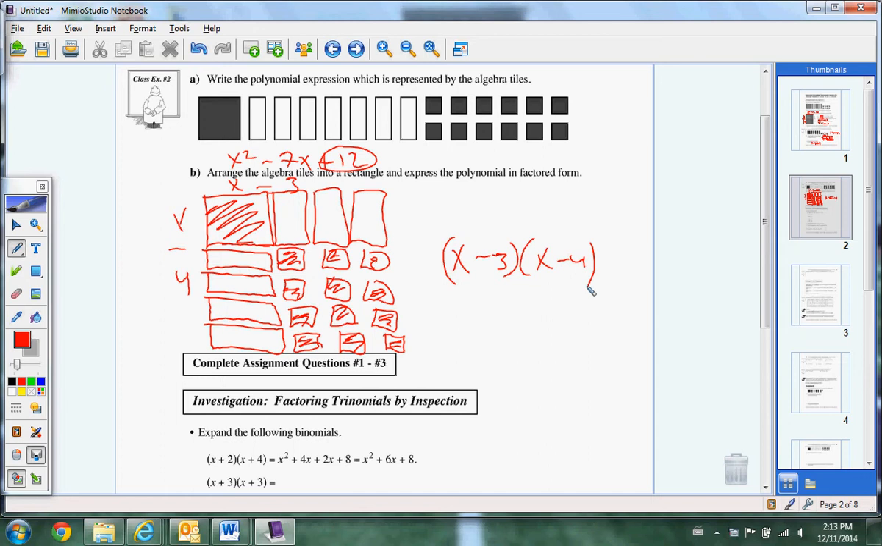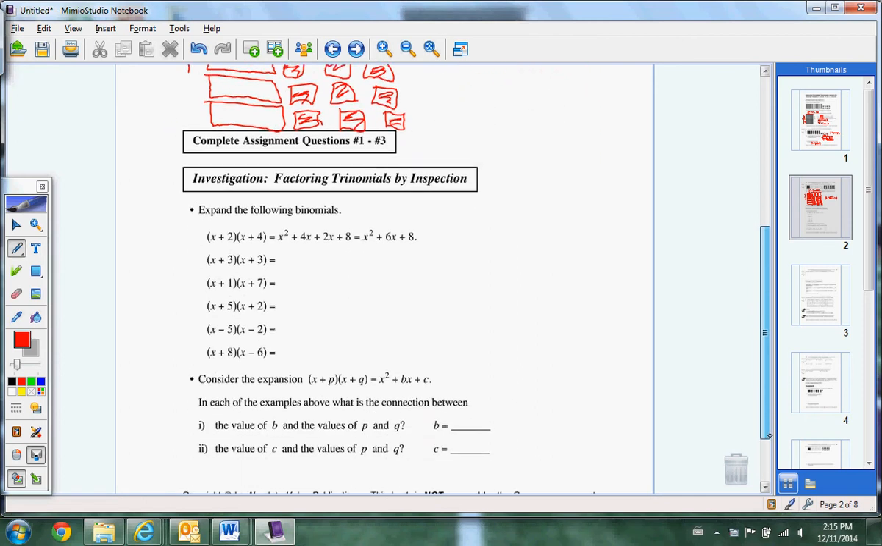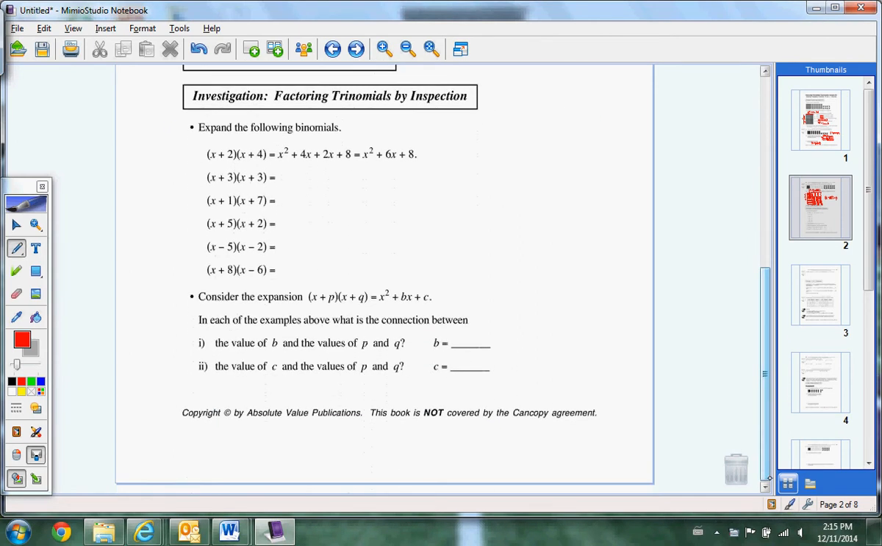Okay, all right. We're going to go ahead and just pause here for a second. Looking at this investigation, to kind of prove to you guys, we've talked about it already, but just talking about where the sum and product come from. We're going to do some examples here to expand the following. We already did some of these types of examples to start class. So just by following it out, this one we get x squared plus 6x plus 8. This one we're going to get x squared plus 3x plus 3x plus 9.